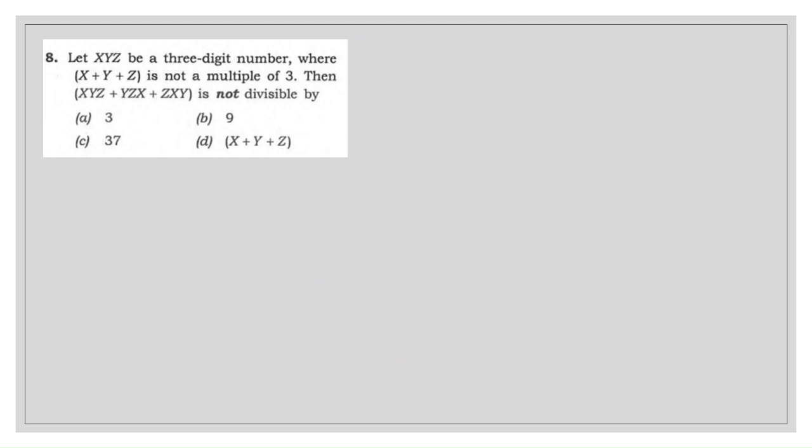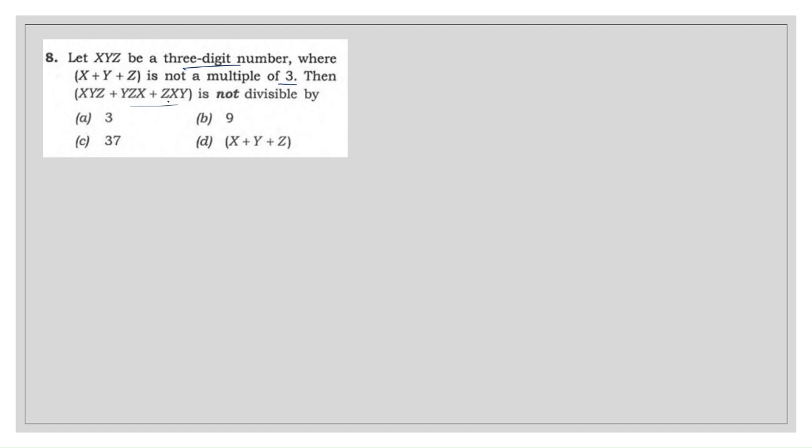Now the next question says, let x, y, z be a 3-digit number where x plus y plus z is not a multiple of 3. So what they're saying is that x plus y plus z is not a multiple of 3, which means that this particular number is not divisible by 3 as well. Then they are asking what this particular number will not be divisible by.